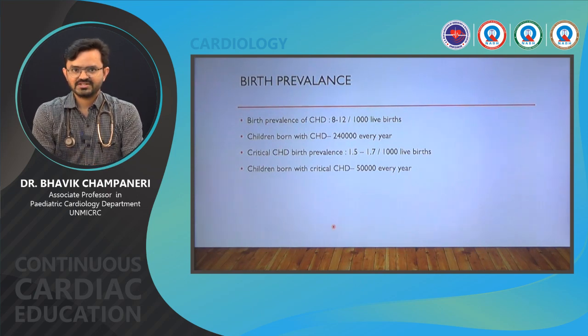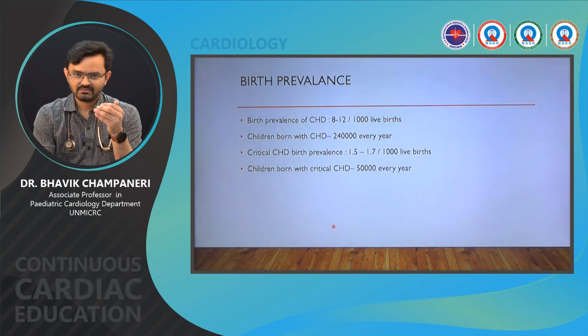According to this prevalence rate, if we calculate the number of children being born with congenital heart disease, it comes to 2,40,000 children every year in India. When we are talking about the incidence of critical congenital heart disease, out of this 2,40,000, nearly 50,000 kids have critical congenital heart disease. That means if we are not identifying these neonates in a timely frame, we may be losing these kids because of lack of treatment provided to them.